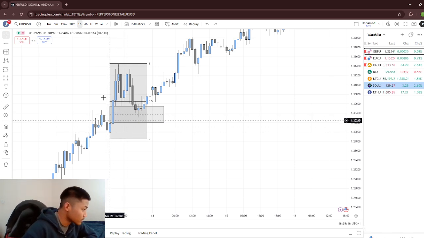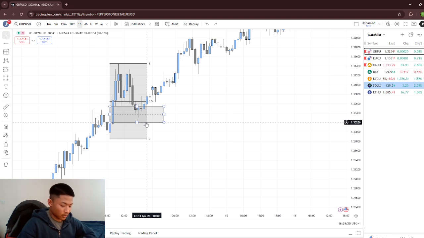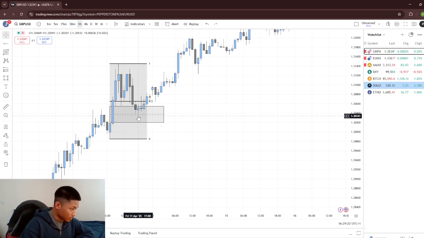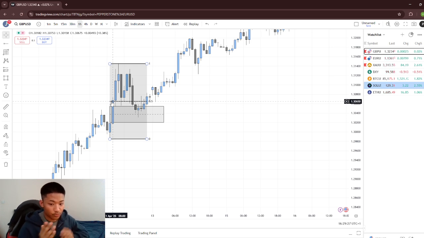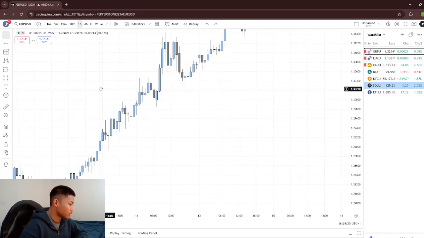But this gives us the confirmation to say, okay, you know what? I think market's going to go higher just because of this. We can use confluences with each other in order to have that confidence to trade. Because, hey, without practice, where do we get?